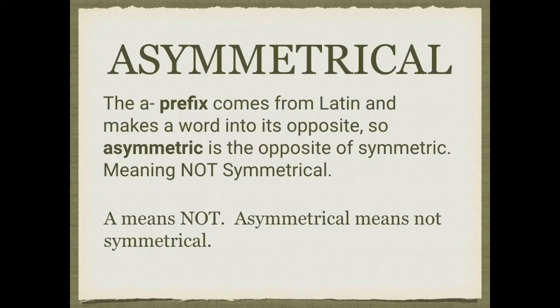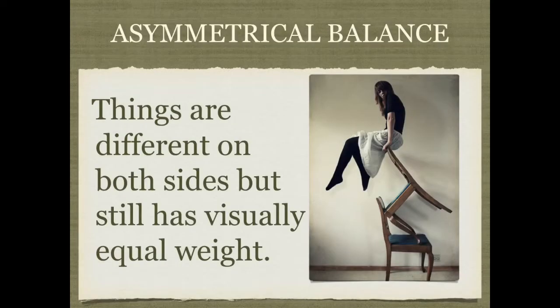Asymmetrical, the A prefix comes from Latin and makes a word into its opposite. So asymmetric is the opposite of symmetric, meaning not symmetrical. A means not. Asymmetrical means not symmetrical. So in the word itself, asymmetrical, you can already know what type of art to look for. You're looking for things that are different on both sides, but still have visual equal weight.